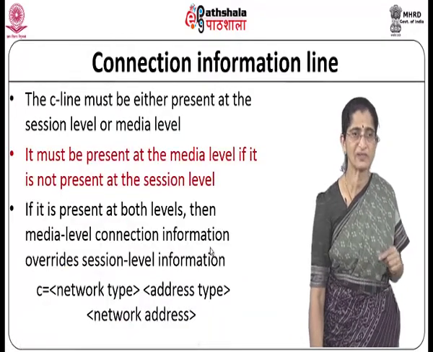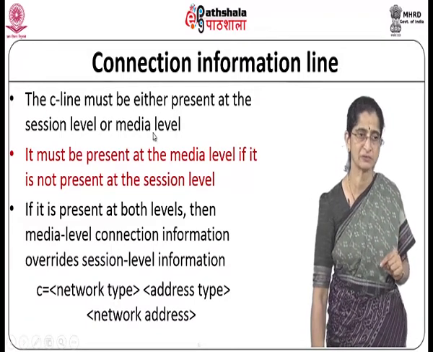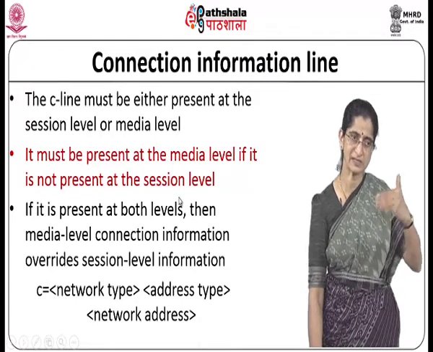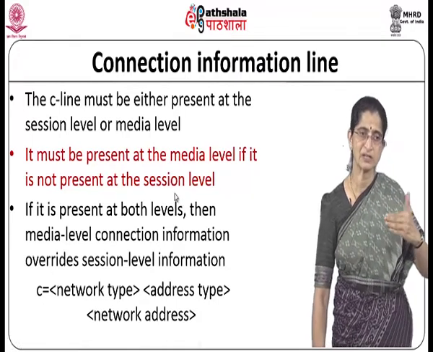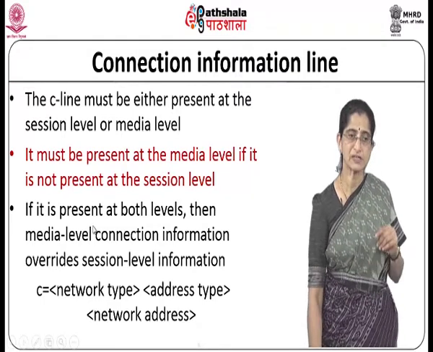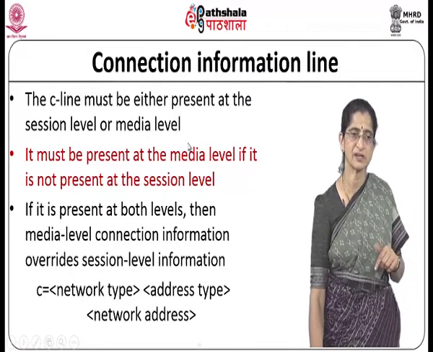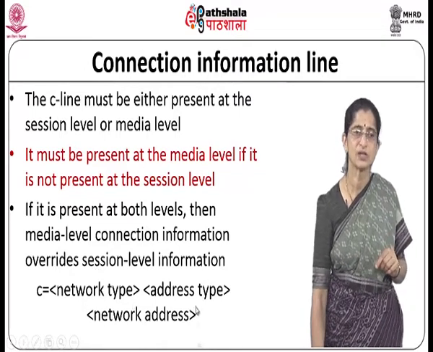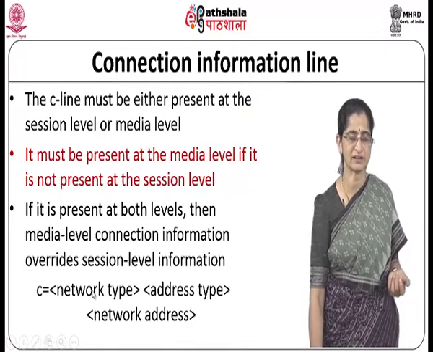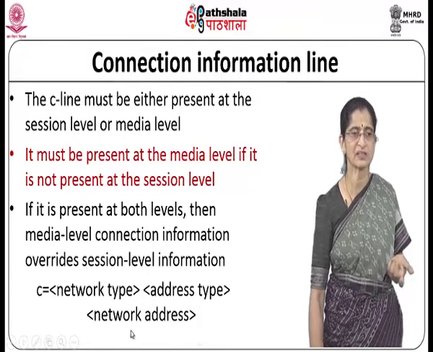Whenever we have the connection line, the C line must be present either at the session level or the media level. It must be present at the media level if it is not present at the session level. We said that there are three levels: session level, time level, and then the media level. So it should be present in one of these two places. If it is present at both levels, then the media level connection information will override the session level information. The connection information will tell you what type of network is being used and what the address type is. Typically what we use is Internet, so it will indicate that the network type is Internet, and the address type would be whether it is a V4 address or a V6 address, followed by the network address.